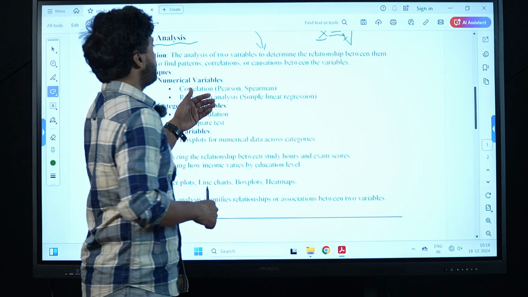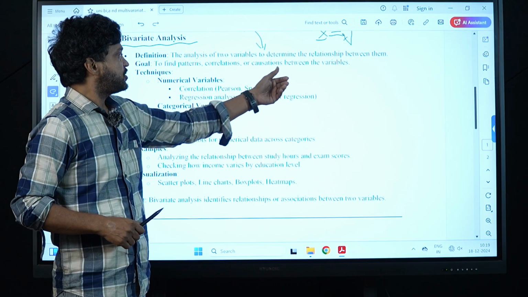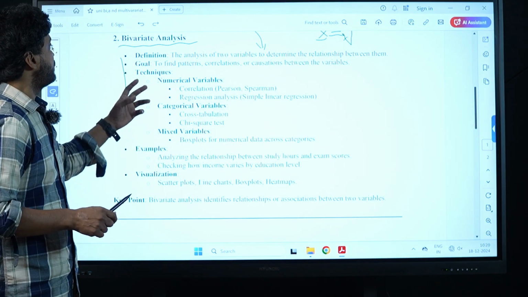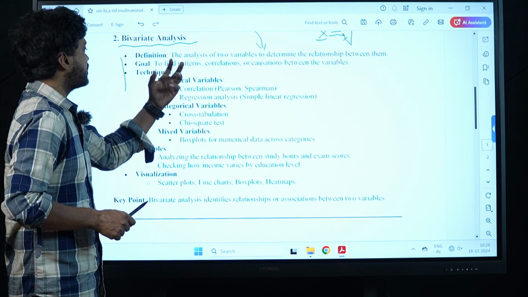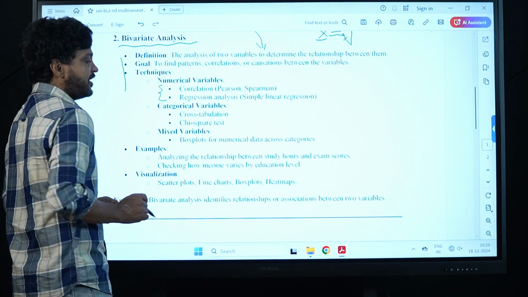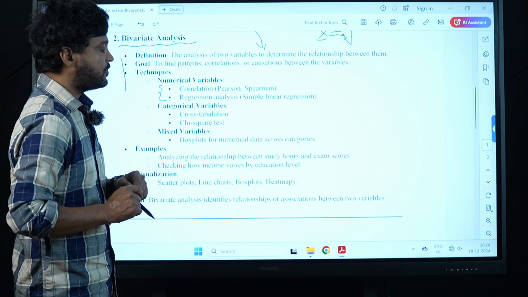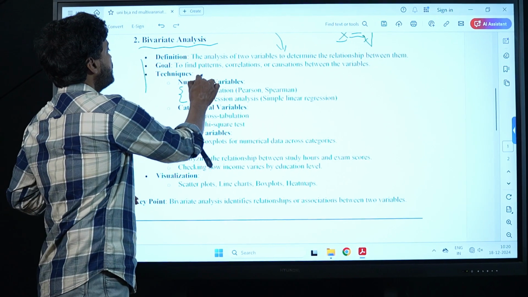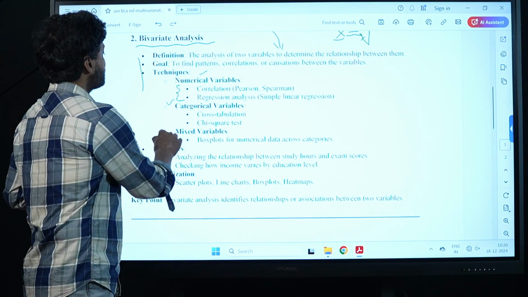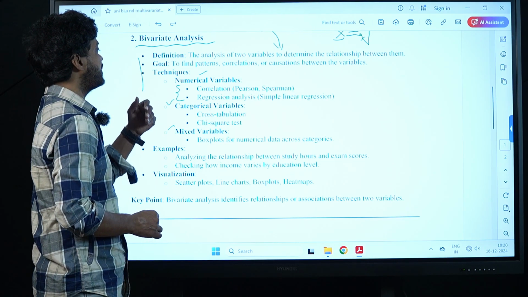The goal is to find patterns, correlations and causations between two variables. We just analyze; this is all about analysis. We just find out the patterns or the correlations. Now, what are the techniques? In order to identify the relationship between two variables, we will use some techniques. Some techniques are numerical, some are categorical, some are mixed, combining both numerical and categorical.